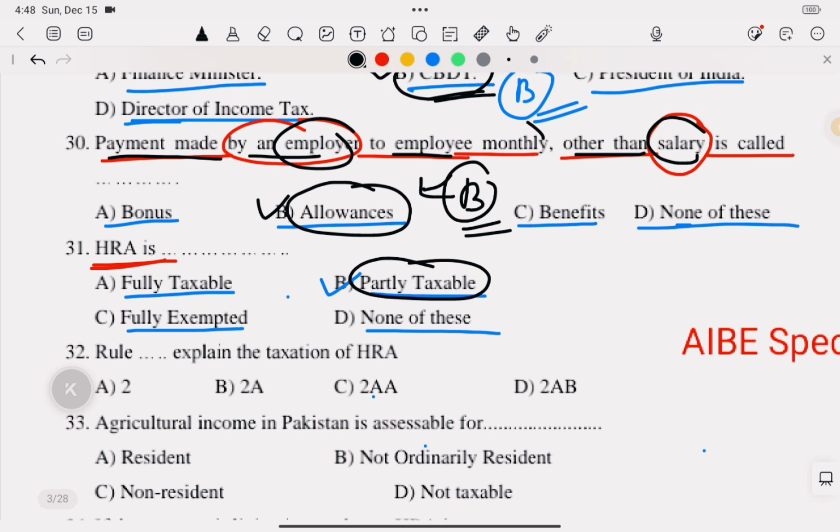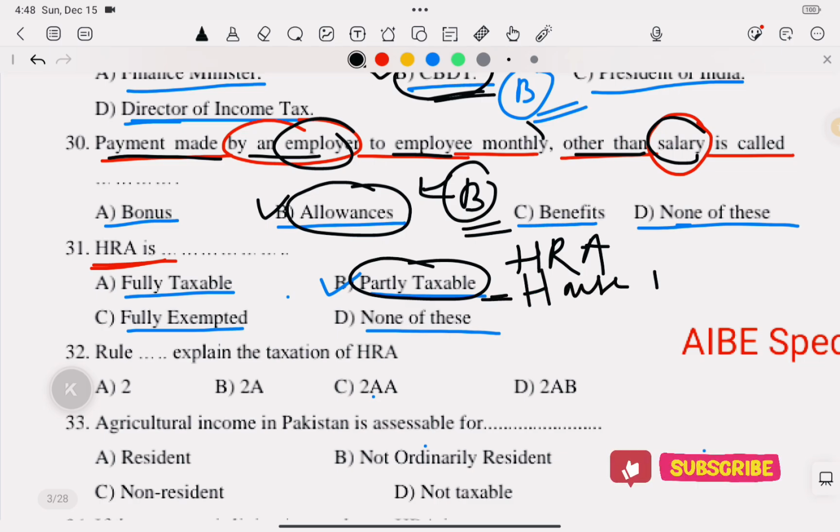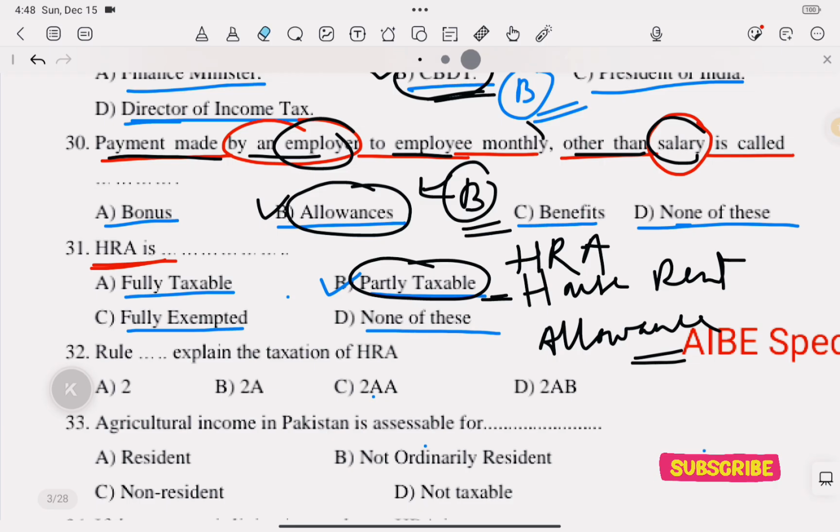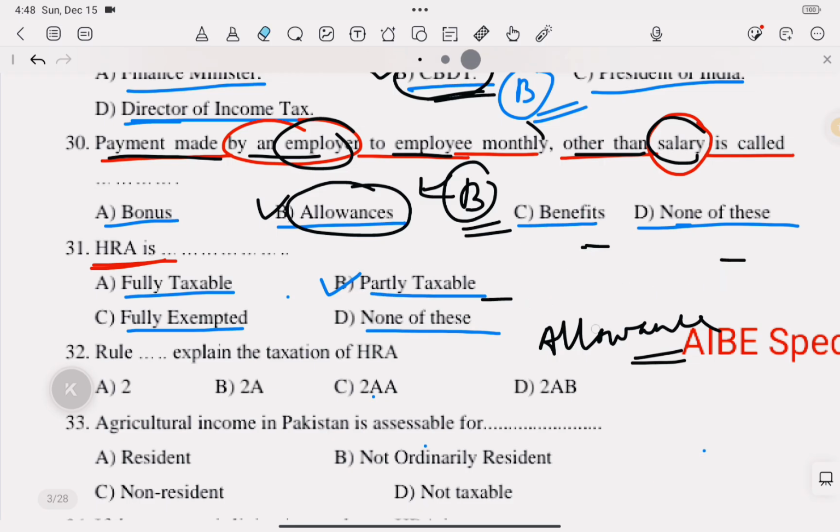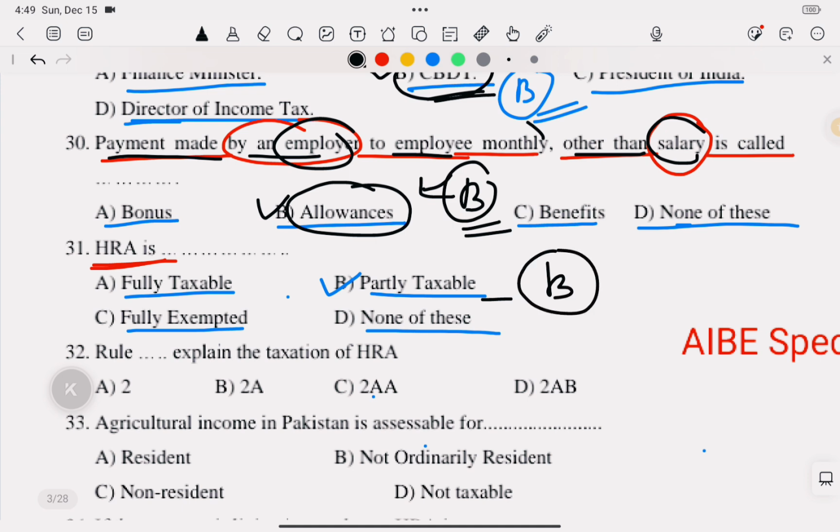Okay, HRA means house rent allowance. So HRA is partly taxable. So in this case the correct option would be option B. Okay, so now moving to next question.